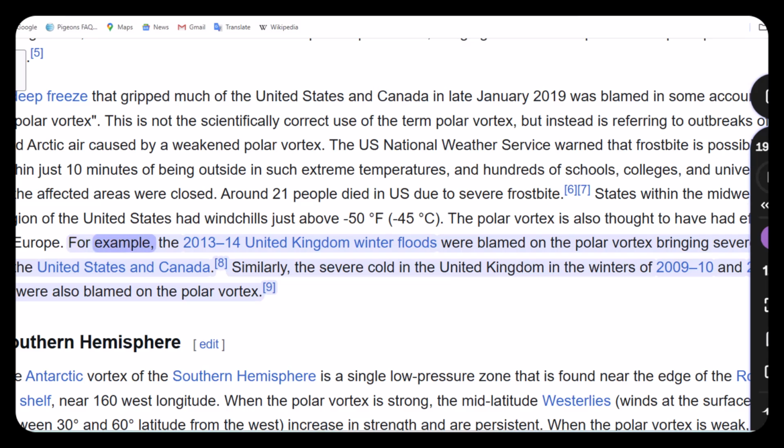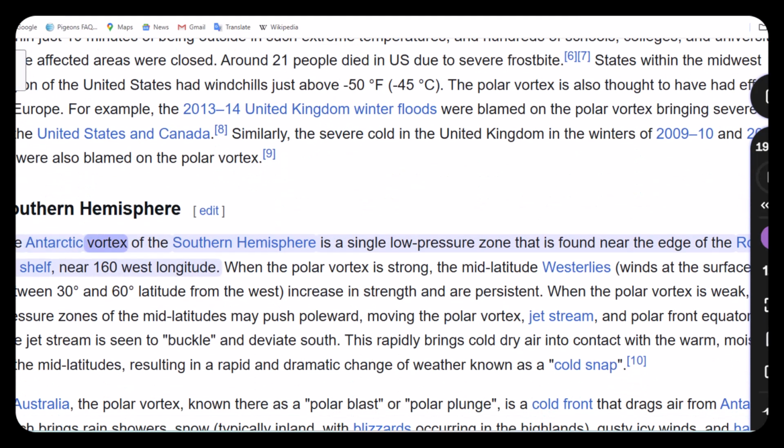For example, the 2013 to 14 United Kingdom winter floods were blamed on the polar vortex bringing severe cold in the United States and Canada. Similarly, the severe cold in the United Kingdom in the winters of 2009 to 10 and 2010 to 11 were also blamed on the polar vortex.